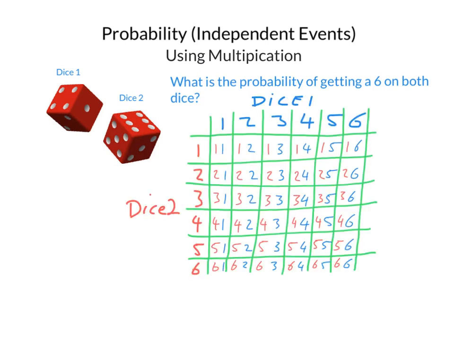Well, we could just draw up a space diagram like we did before, and we would see here that we could get a 6 and a 6 just one way, and that there are 36 possible outcomes, which would give us our 1 in 36 chance of getting a 6 and a 6. But drawing a space diagram can be time consuming sometimes. So let's work it out by multiplication.